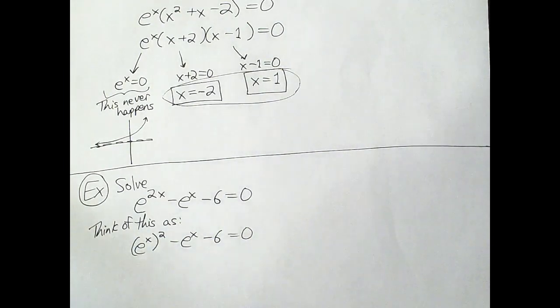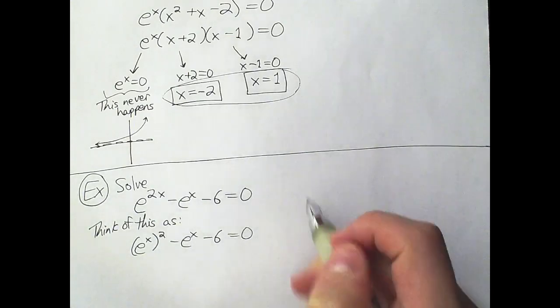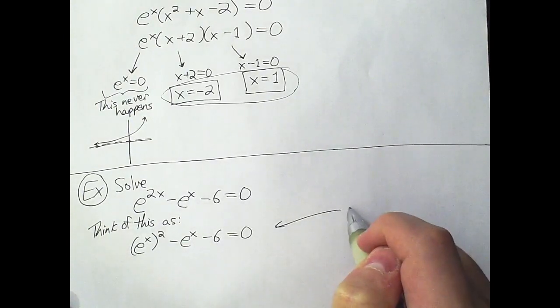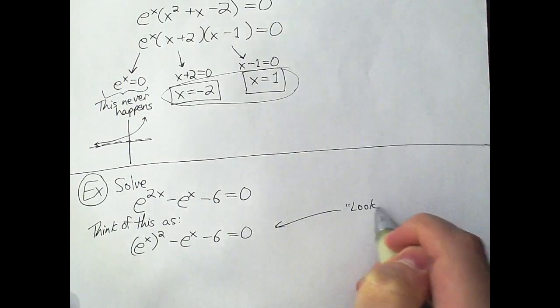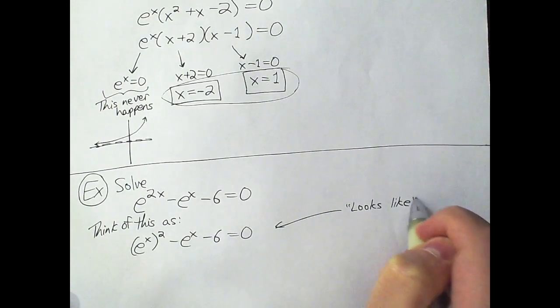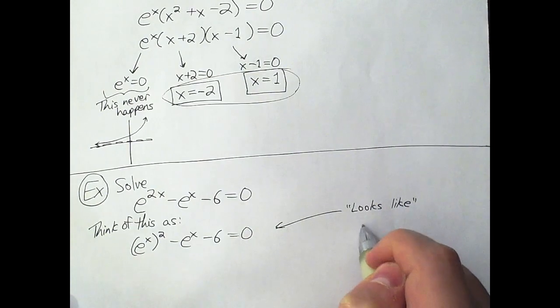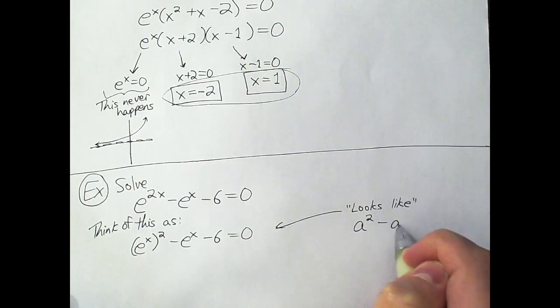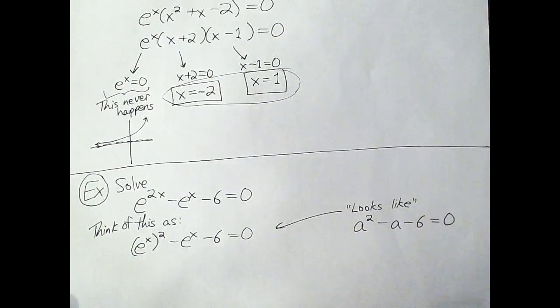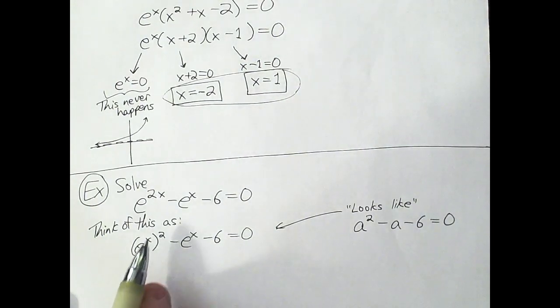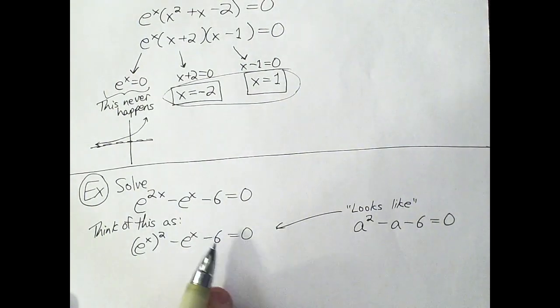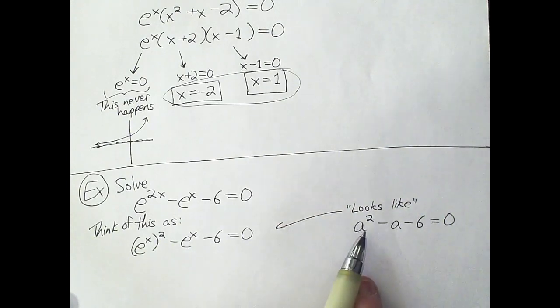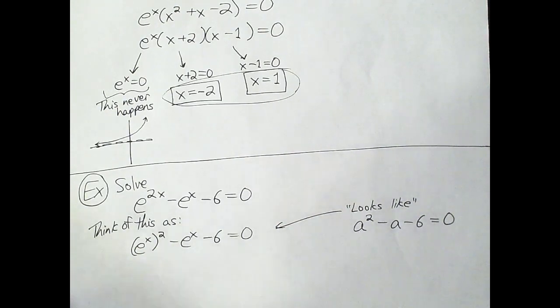This almost looks like a polynomial. It's not the same, but maybe it looks a little bit like a squared minus a minus 6 equals 0. Like something squared minus something minus 6 equals 0. Maybe I think of it as a squared minus a minus 6 equals 0. So I think it looks like a polynomial.